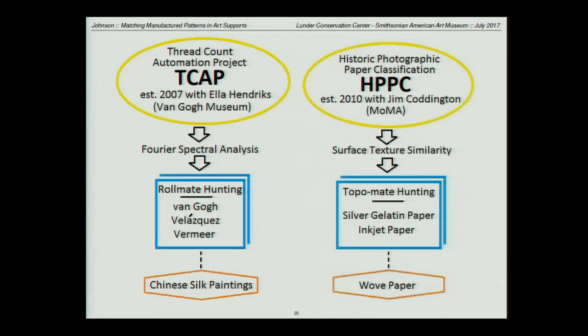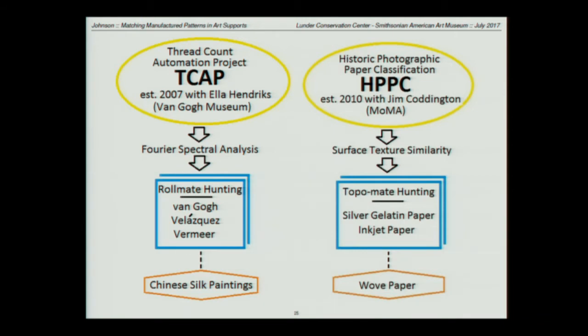So, but anyway, if we did silver gelatin paper, so early photography, and then it also applied to inkjet paper, and the cool thing is it looks like it can apply to wove paper, and I'm assuming only the conservators know what wove paper is. Wove paper was made after 1750, it was manufactured, and there's no way right now that you can distinguish which one is which by eye, okay?